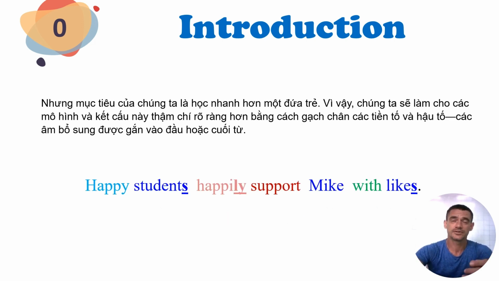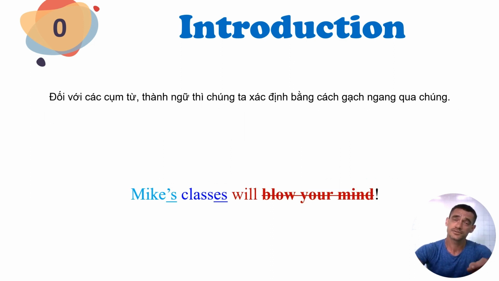But of course, we want to learn faster than children, so we'll make the patterns even more clear by underlining prefixes and suffixes, which are additional sounds attached to the beginning or end of the words to let us use it in a different way. We'll also account for phrases like idioms or phrasal verbs, which have unexpected meanings and don't follow the standard patterns. We'll identify them by drawing a line through them.